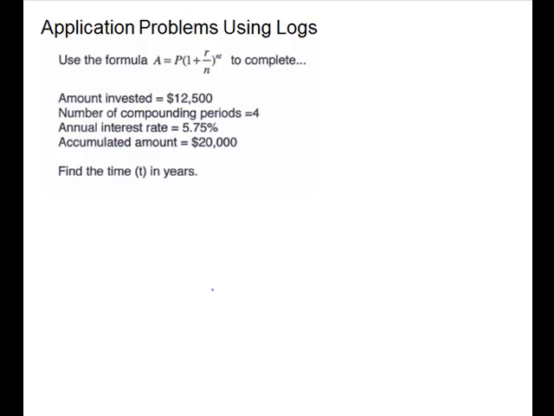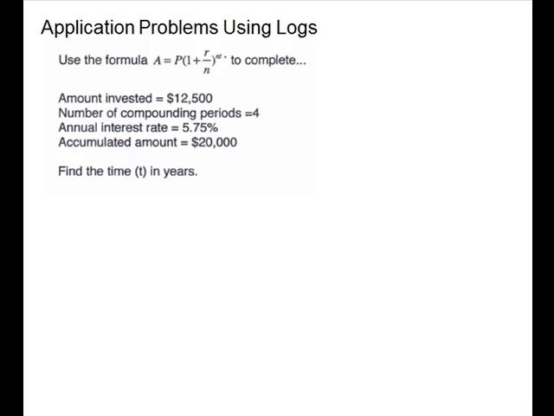Let's plug in the things we know. And just a quick review, the A is the amount accumulated. The P is your principal. It's the amount you put in to begin with. R is your rate. Remember to switch it to a decimal, drop your percent, and go 2 places to the left. N is your number of compounding intervals. And T is your time in years.